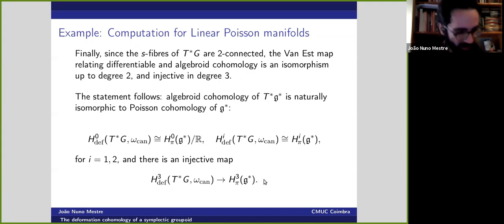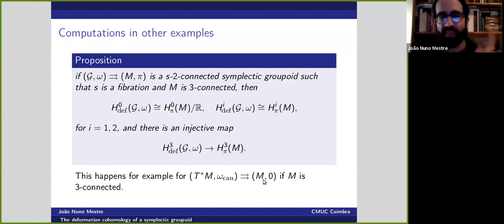Okay, I think I still have 2 or 3 minutes, so I'll just let you know that there's a few other examples in which we can do basically the same trick. So what did we use? We just used some things about the topology of the symplectic groupoid.